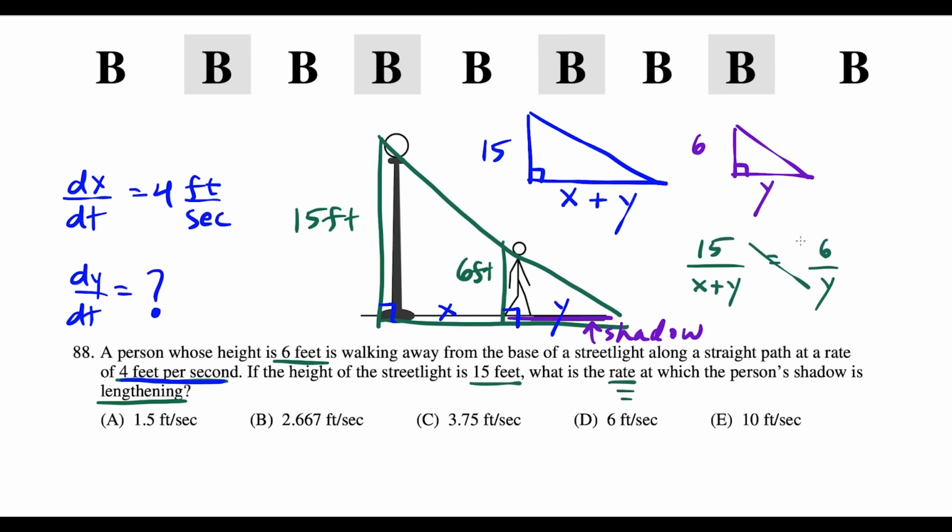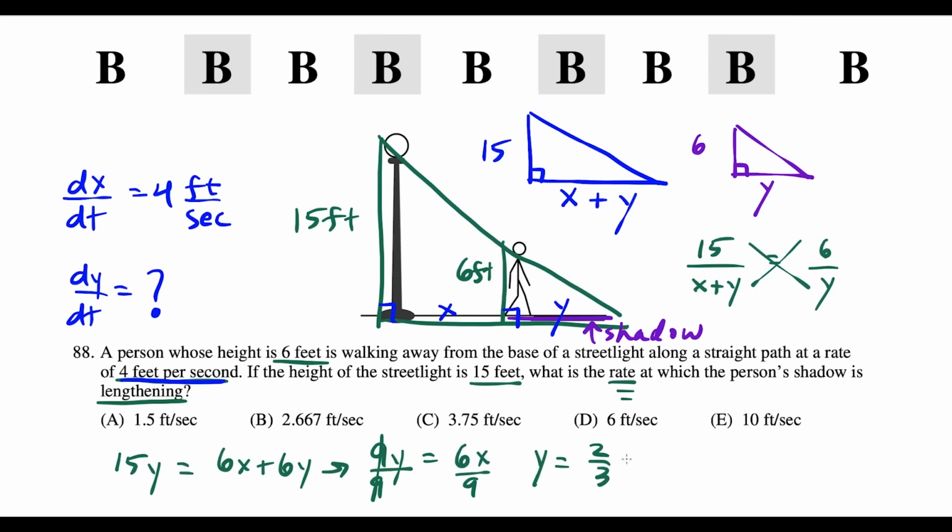So now what we could do is cross multiply, and we're going to have 15 times y. So we'll write this over here. 15 times y equals, and now we have to distribute, 6x plus 6y. And what we could do is just subtract 6y on both sides. And if you do 15y minus 6y, that's going to give you 9y is equal to 6 times x. And the goal is to solve for dy dt. So we could divide both sides by 9. And now we have an equation y equals, and simplify this, we're going to get 2/3 x.